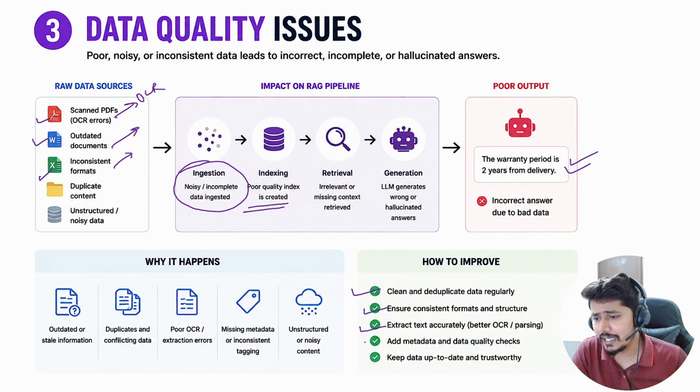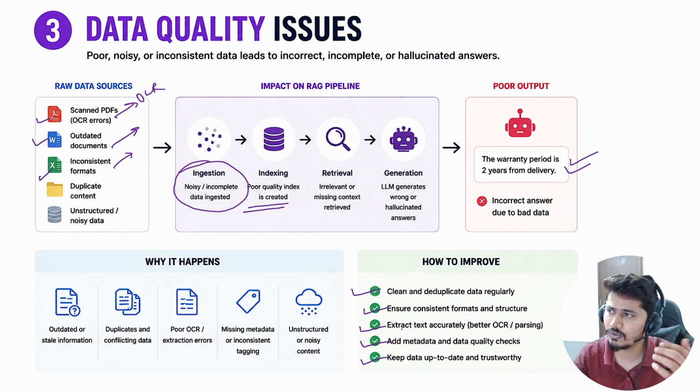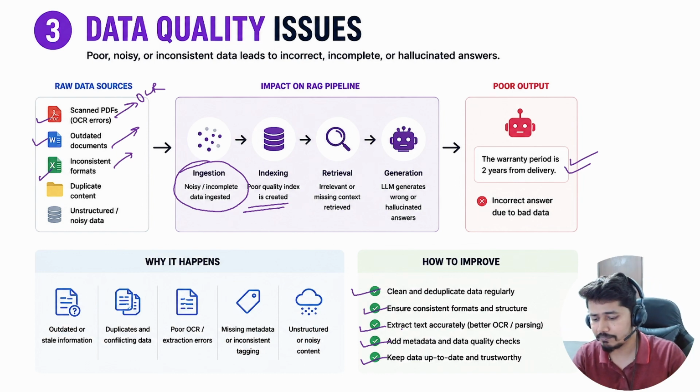Then add the metadata and quality checks. You can add some metadata references so that the model knows from where that particular data is read, and some other information that the model is already aware of. Then you should keep the data up to date and trustworthy. If you are feeding garbage, the model is going to generate garbage. So it will be garbage in, garbage out. But if you provide good quality data, obviously your LLM will generate a good response.